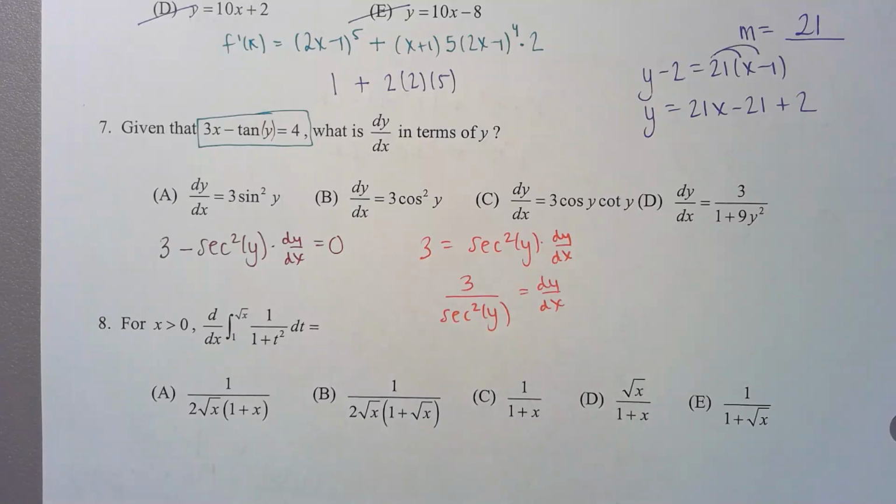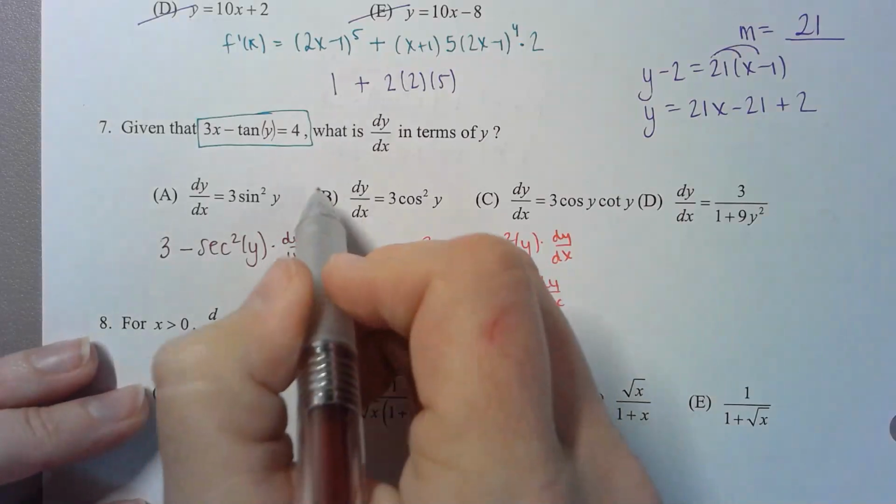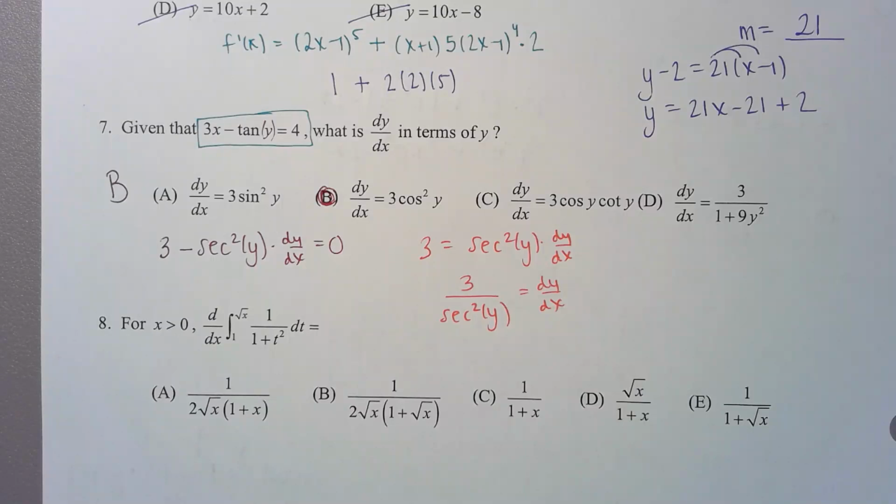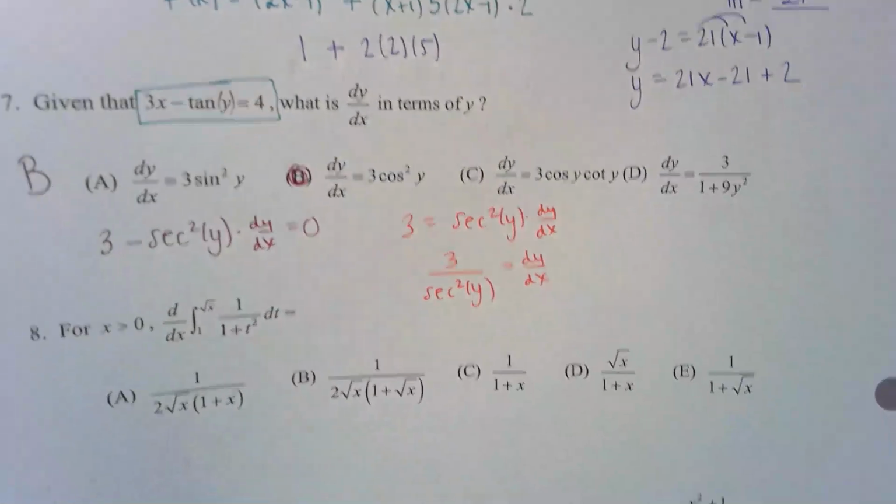Well, we know dividing by secant is the same as multiplying by cosine, and so that's where we would get letter B. Just renaming it. Good, so kind of like a very simple version of an implicit differentiation question. Good. So let's take a look at number 8.